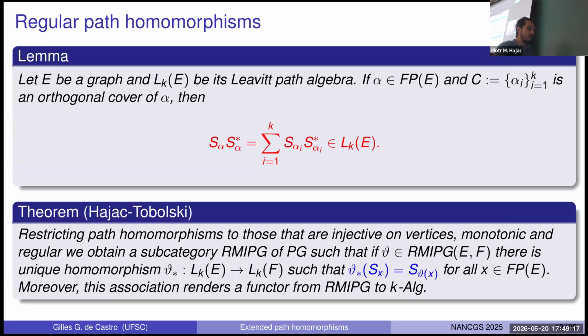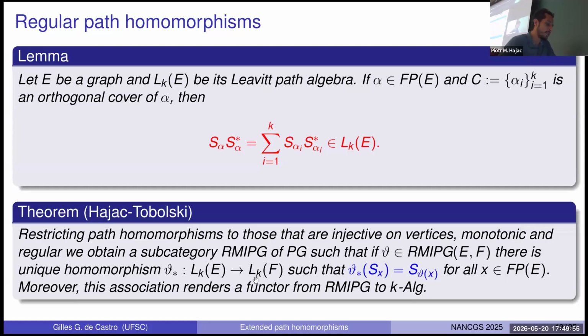So now we go to the formula that we want to define for the homomorphisms between the left path algebras. If you have this path homomorphism theta, you just take the element S associated to x and map it to the S associated with theta of x. And then we have this category of path homomorphisms which are injective on vertices, monotonic, and regular. So we have this subcategory of the whole category of path homomorphisms.